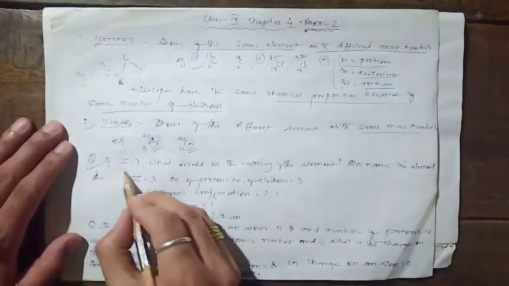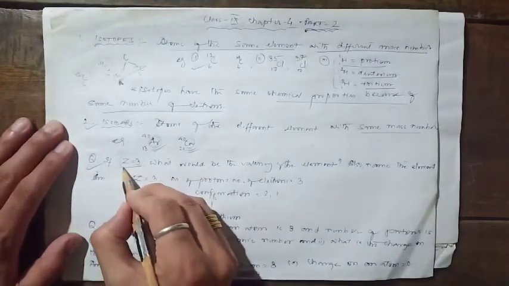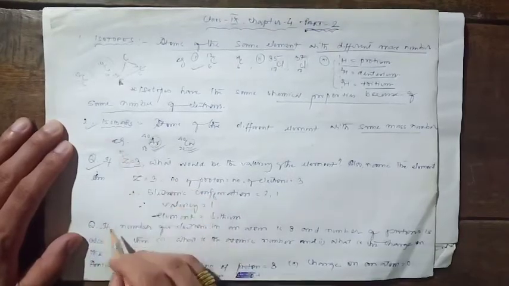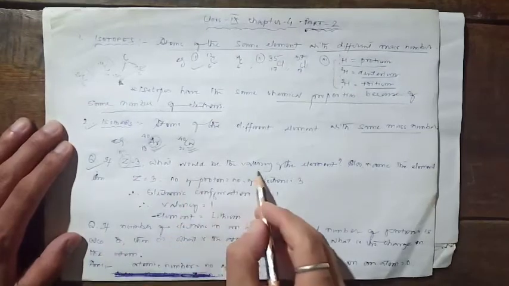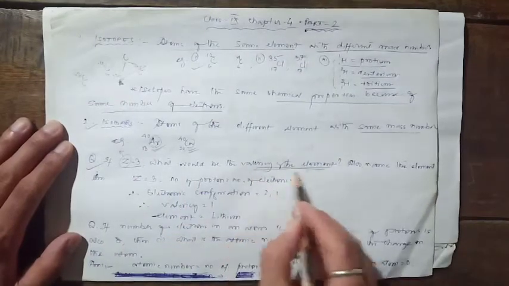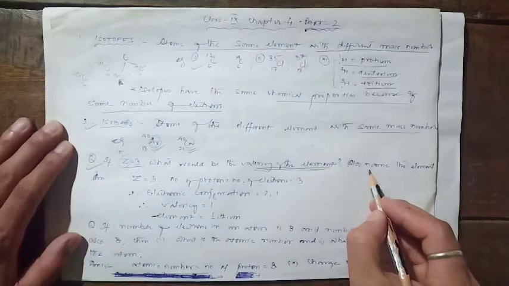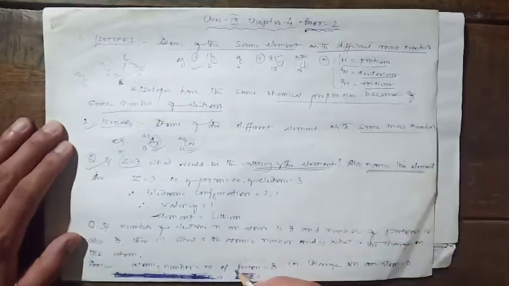Student, this is the first question. Z is equal to 3. Now you know what Z means. Z stands for atomic number. This is the symbol of atomic number. So the atomic number is 3 for an element. What would be the valency of the element? We have to find out the valency of this element and we have to identify the element. We have to name this element.